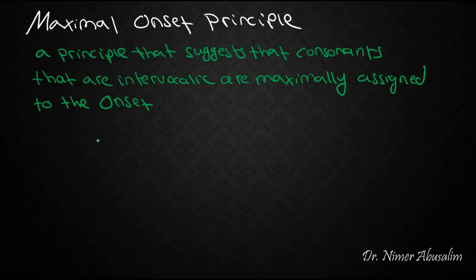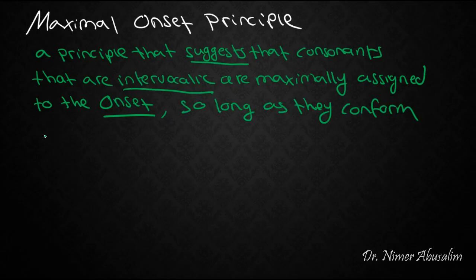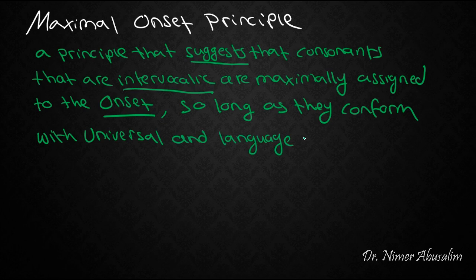The Maximal Onset principle is a principle that suggests that consonants that are intervocalic are maximally assigned to the onset. What this basically means is that if you are in doubt where to assign a consonant, then the best suggestion would be to give it to an onset. But this is not without some reservation, so long as they conform with universal and language-specific conditions.